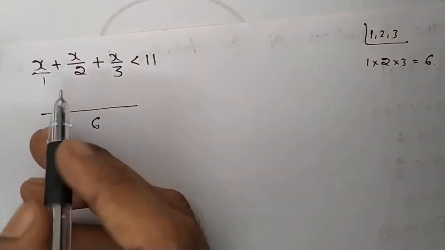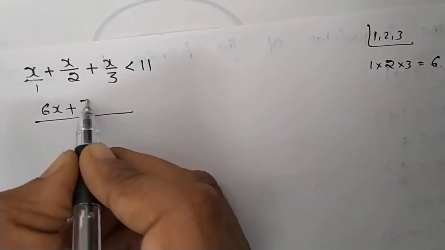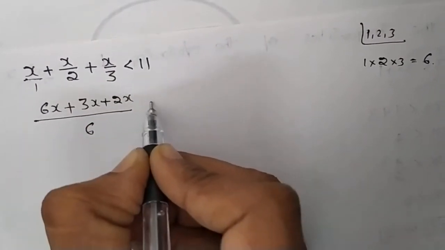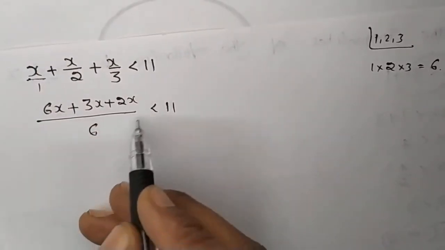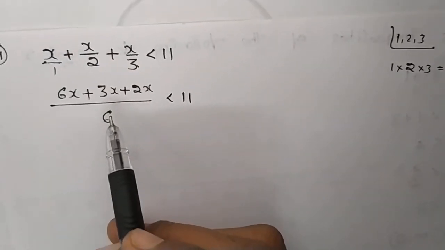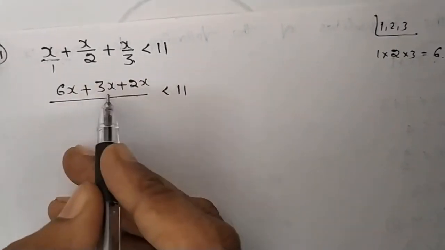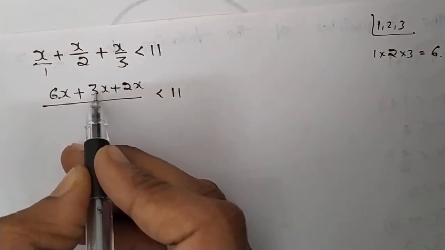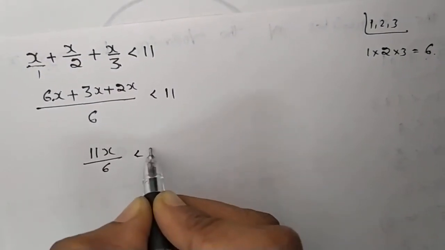Now x by 1 into 6 is 6x, plus x by 2 into 6 is 3x, plus x by 3 into 6 is 2x, is less than 11. Simplifying these kinds of problems I already explained in our bridge course syllabus. 6x plus 3x is 9x. 9x plus 2x is 11x. 11x by 6 is less than 11.